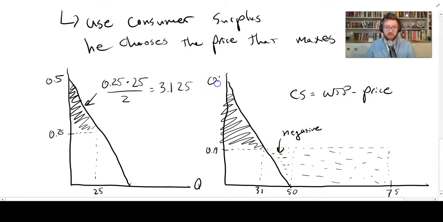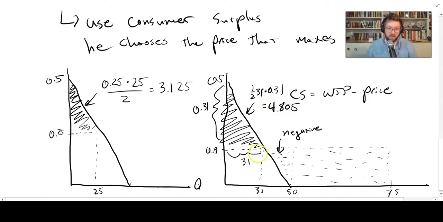So this is 0.5 up here. This is a height of 0.31, a width of 31. So this is 1/2 times 31 times 0.31. That's equal to 4.805. So we can see that if he could just get a price of 19, then as expected, he would get more consumer surplus. But we also have to now take into account this negative area.